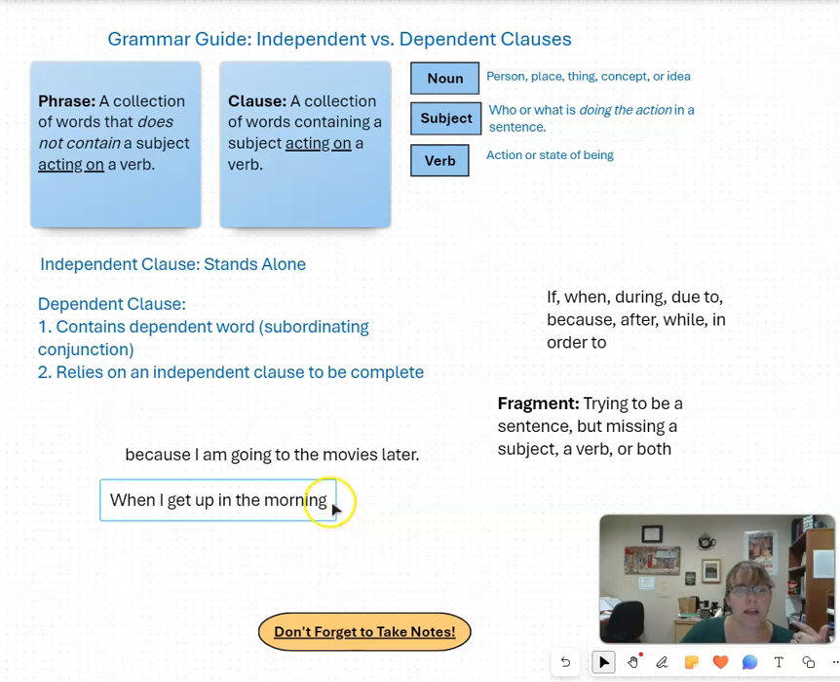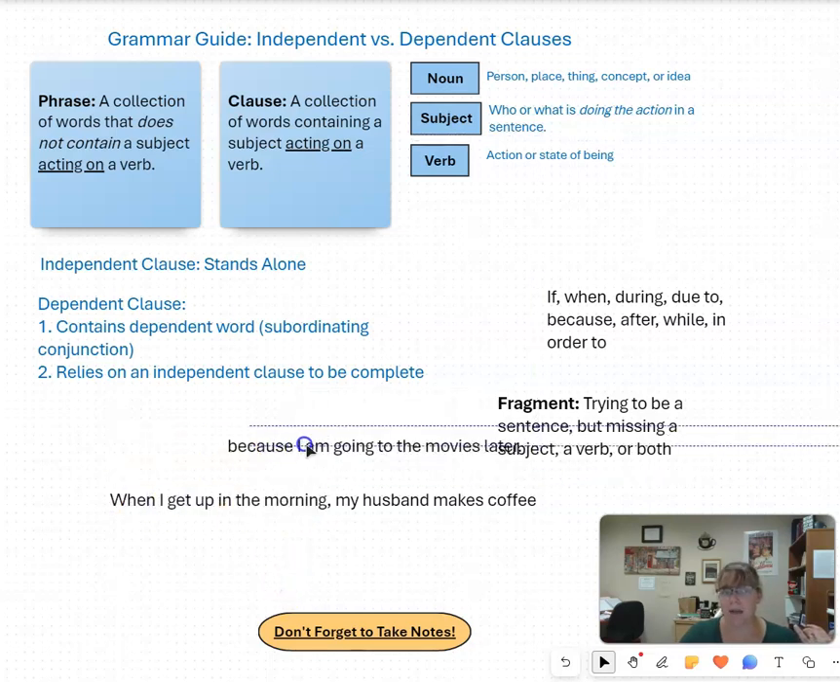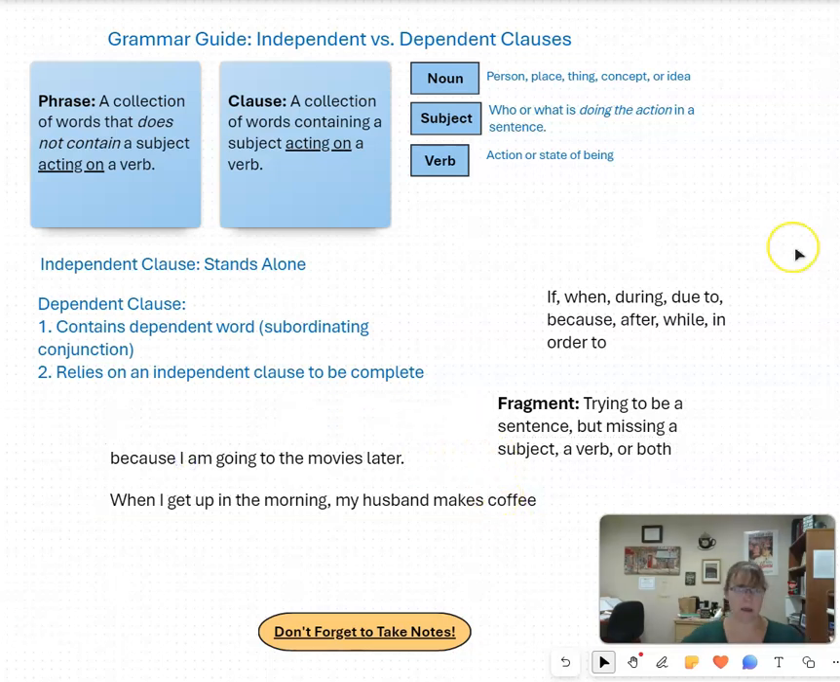When I get up in the morning, maybe the rest of this sentence is supposed to be, my husband makes coffee, right? This may not be the primary subject and verb of the sentence. If it is, we need to take off this dependent word and just let it be, let I get up in the morning be the sentence, or I'm going to the movies later, all right?